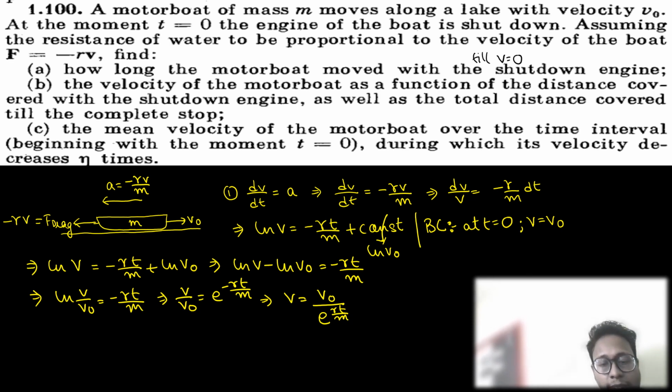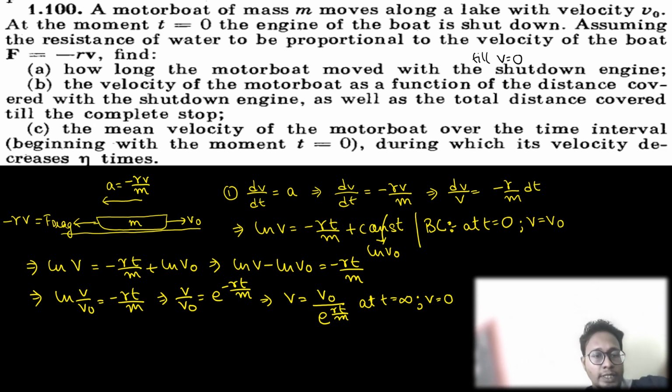Now see, in this equation, when does the velocity become zero? v0 is a constant, so the velocity becomes zero when this denominator becomes infinity. And when does the denominator become infinity? At t is equal to infinity. So e to the power infinity is nothing but infinity, and any constant by infinity is nothing but zero. So the motorboat will go on for eternity. At t is equal to infinity, velocity becomes zero. Understood? Now the second part of the question.